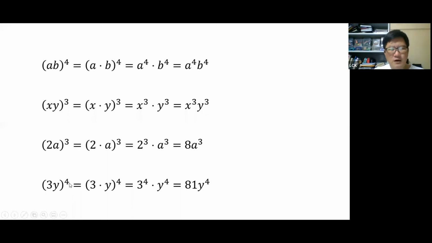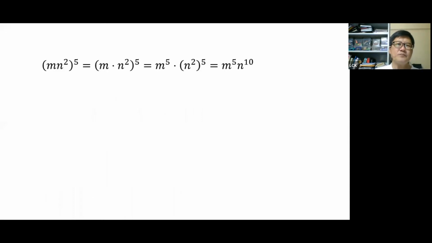So 3y to the power of 4, same. 3 to the power of 4, y to the power of 4. And 3 to the power of 4 is 81. All right. If you didn't know this, you have to bring out your calculator, 3 to the power of 4. Again, error prone. Again, you're wasting time. 3 to the power of 4 immediately is 81. 3 to the power of 5 is 243. And so on and so forth. Get it all in your head.